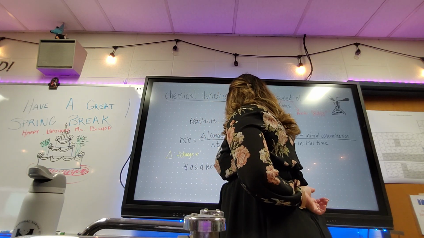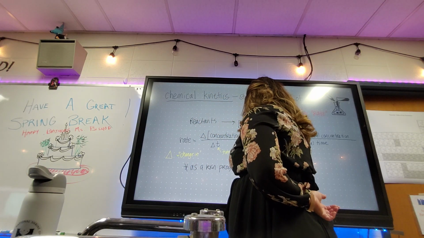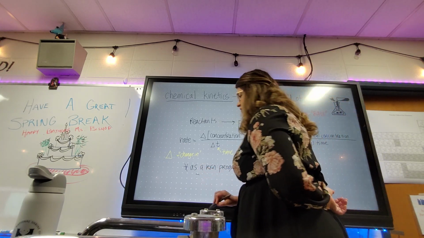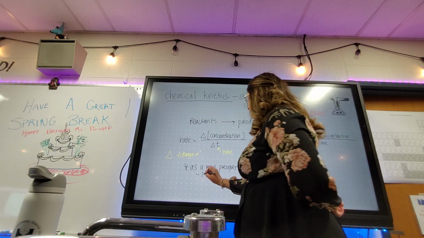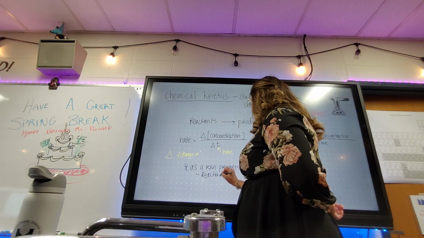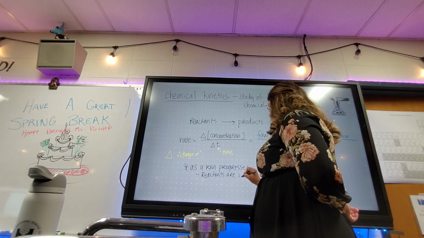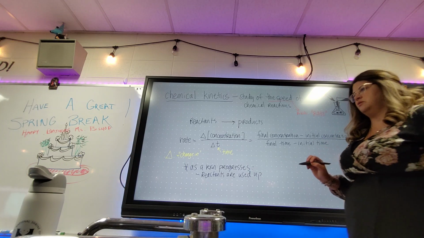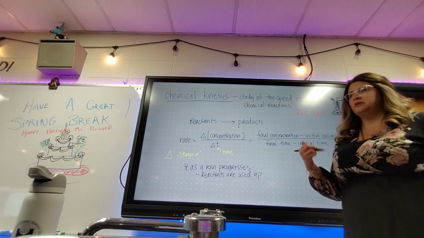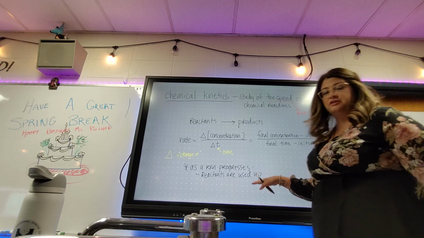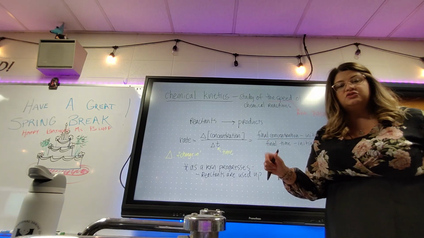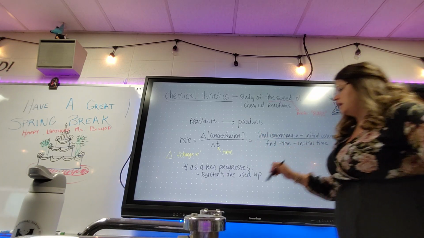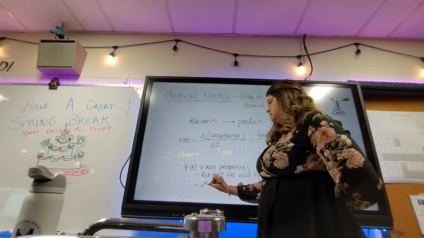As a reaction progresses, two things happen. The first thing is that reactants are used up. If we think about our example of a chemical reaction, building a sandwich, the reactants are the ingredients. So you're using up pieces of bread and pieces of cheese and pieces of meat, and you are making products.